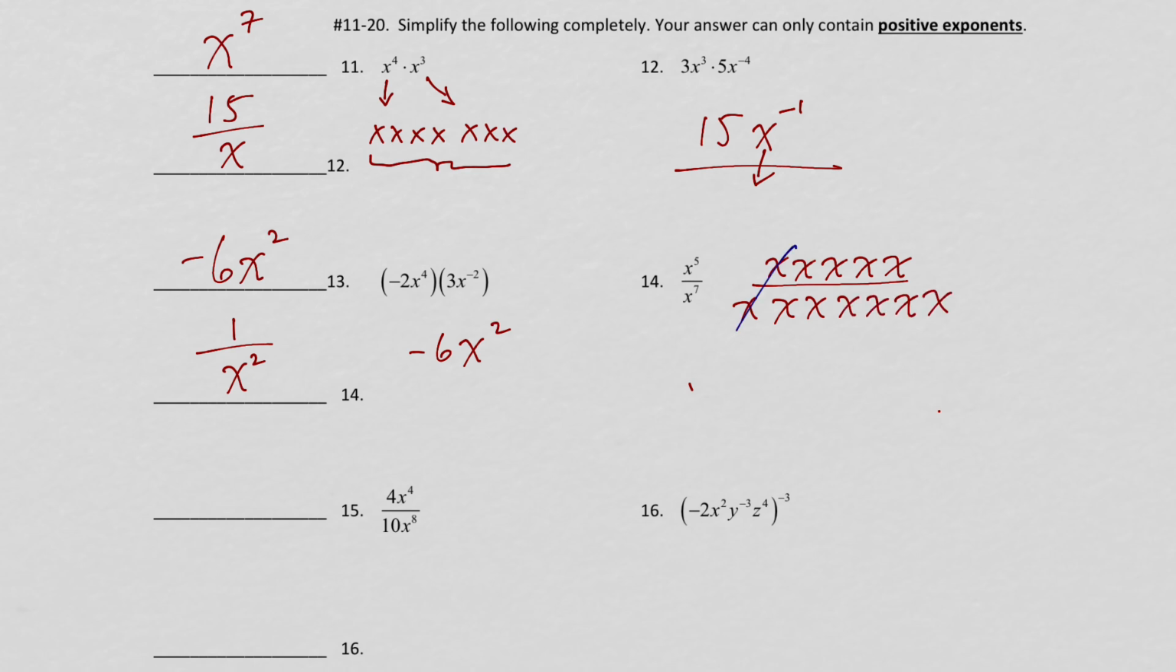And then we just start canceling. So everything cancels out of the top. We get a 1, and we have an x squared on the bottom. It's easier not to do this and just to subtract our exponents.